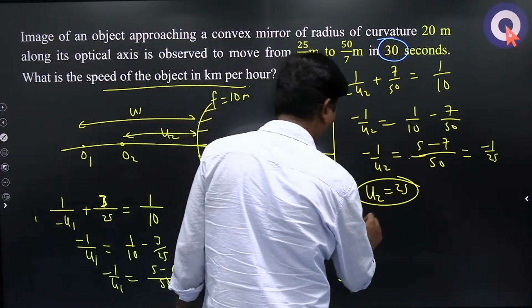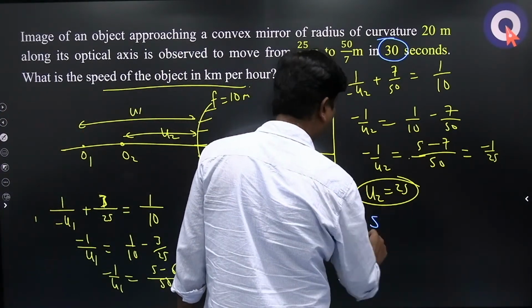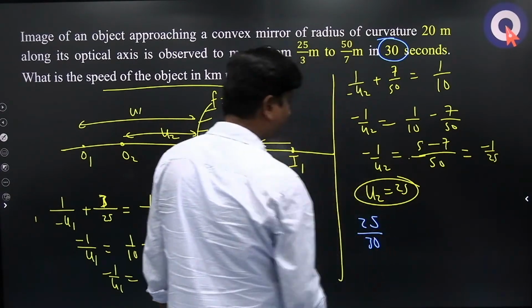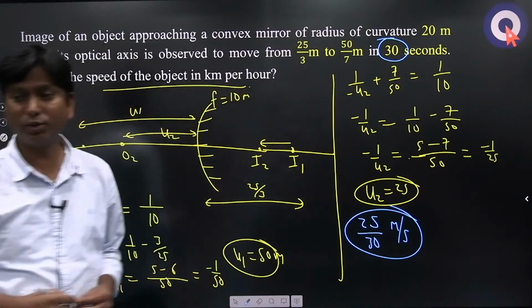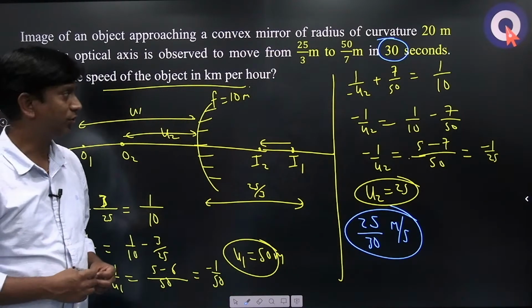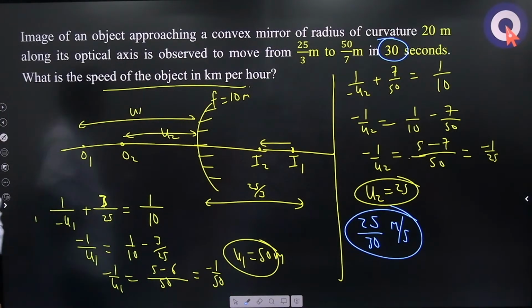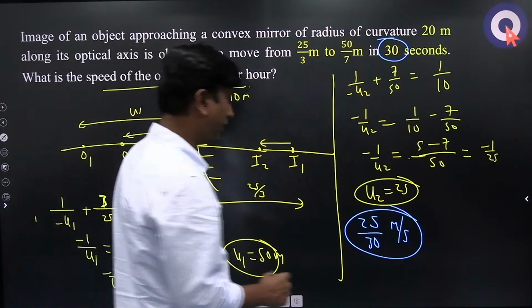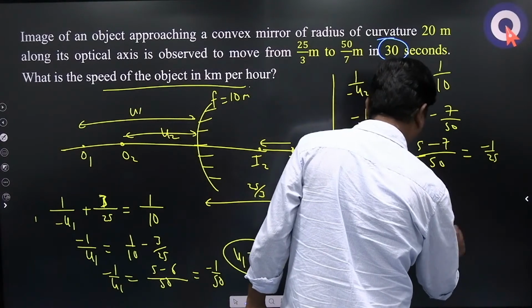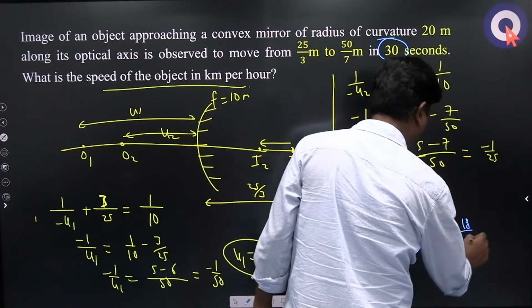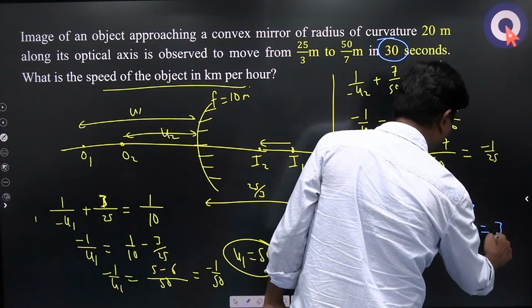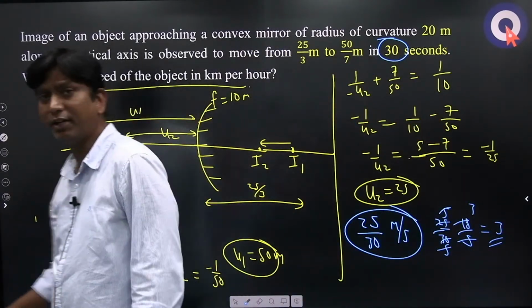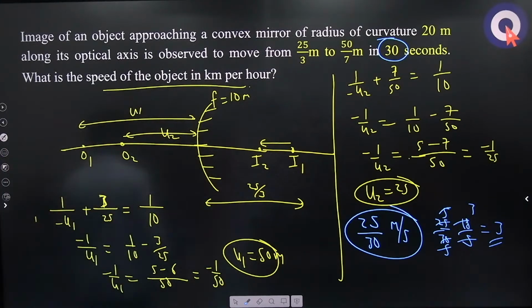So the speed is 25 by 30 meters per second. You can convert it into kilometers per hour by multiplying by 18/5. So it is nothing but 3 kilometers per hour. Okay, clear?